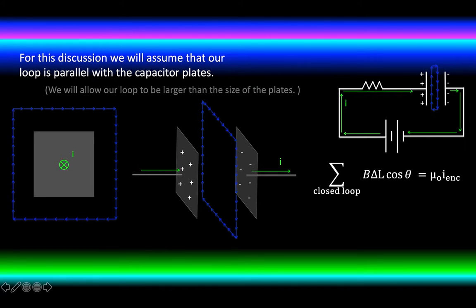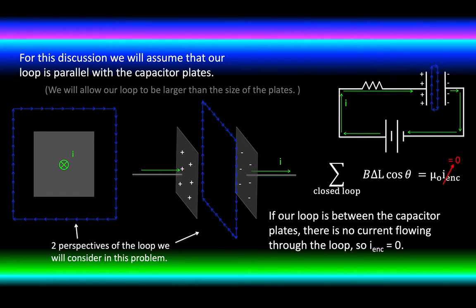The same picture but from a different perspective might look something like this. So these are just two different perspectives of the loop in this charging RC circuit that we're going to walk around and we're going to apply Ampere's law to.